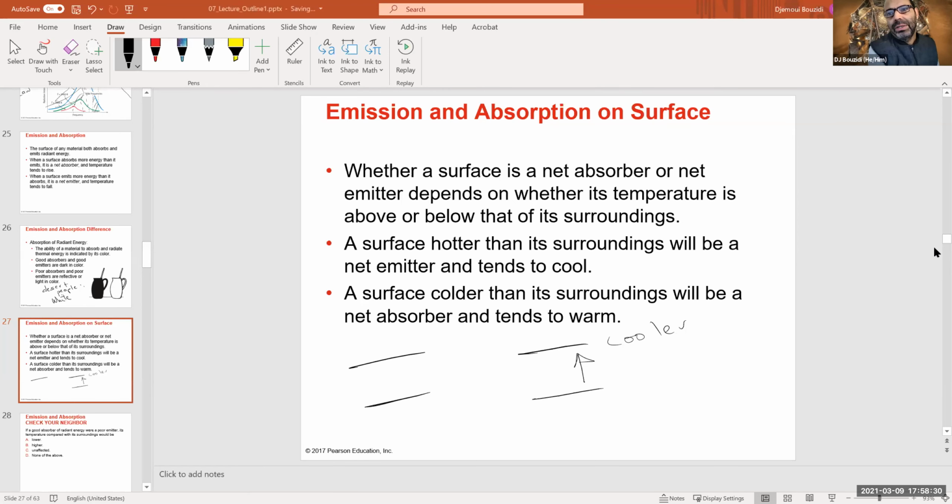But in the summer, the surrounding is hot and you're cooler. So in this case, the heat is being absorbed from the outside to you, and you're going to be a net absorber, which means your temperature is going to increase because your parts are going to be moving faster and faster now.